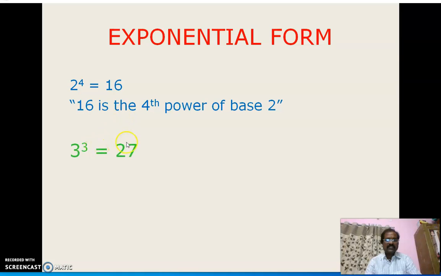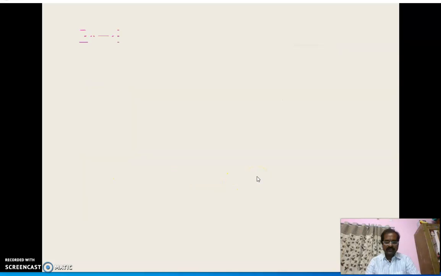And 3 cube is equal to 27. 3 is the base and the exponent is also 3, equal to 27. 3 3s are 9, 9 3s are 27. 27 is the third power of the base 3. We will see one more example.